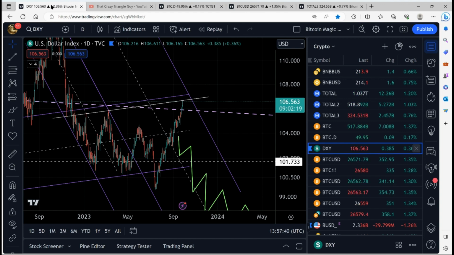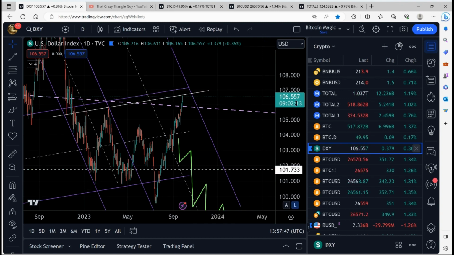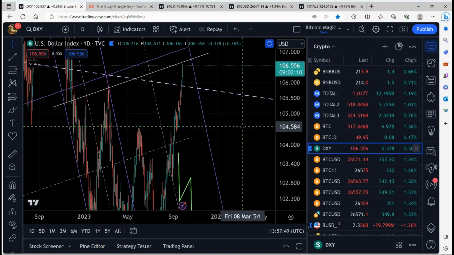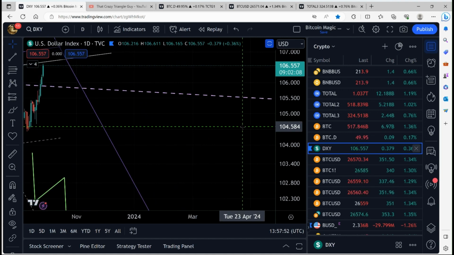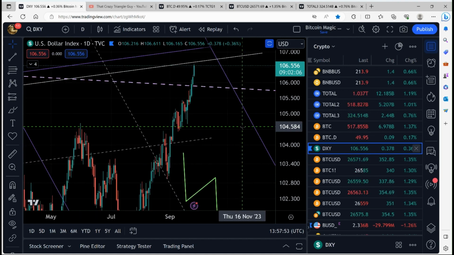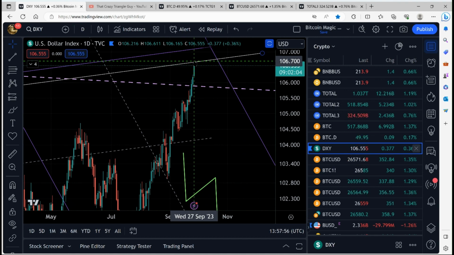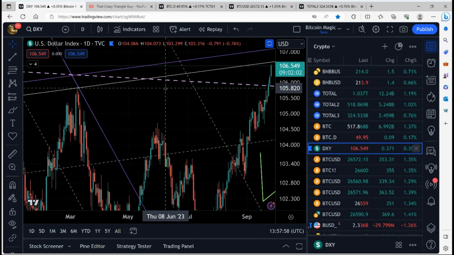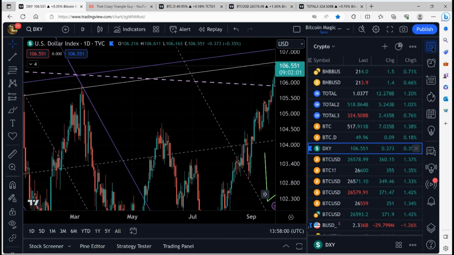Let's take a look at the DXY, see what it's doing now. It was continuing its move upwards. Oh, and we are right at that line. Huh, that's interesting. So we are seeing a rejection from this. We've come all the way up to this trend line that I've drawn. Let's get rid of all this. We don't need all that.